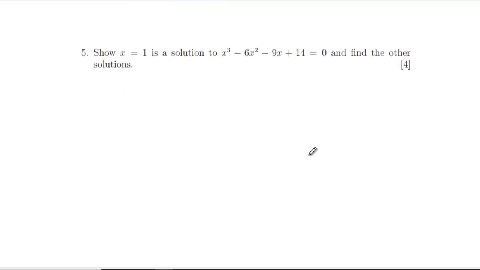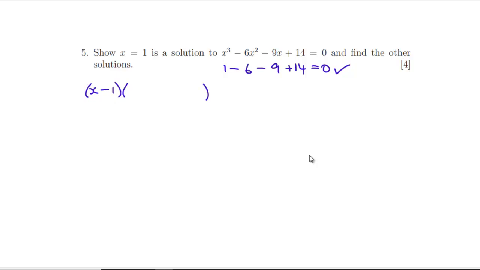Question 5. Show, all right, we're sticking on the easy ones here. We just have to factorize this. So we can show that is a solution just by putting x is 1 in. 1 minus 6 minus 9 plus 14 equals 0. So tick. So we've got x minus 1.